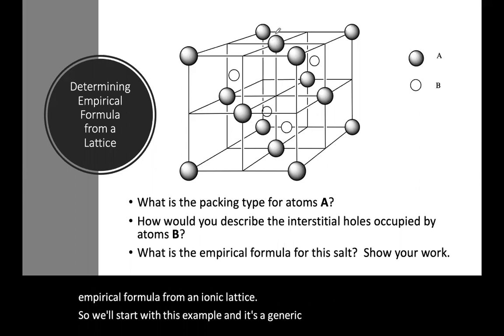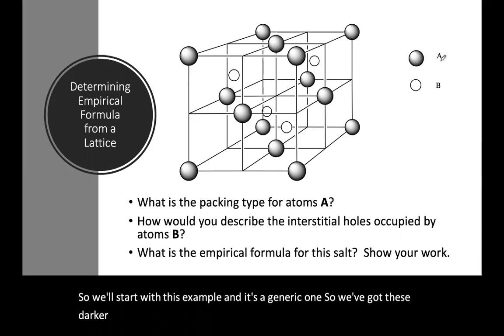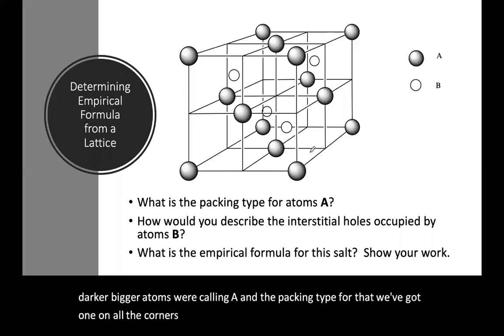So we've got these darker, bigger atoms we're calling A. And the packing type for that, we've got one on all the corners and one on each face. So this is a face-centered cubic.